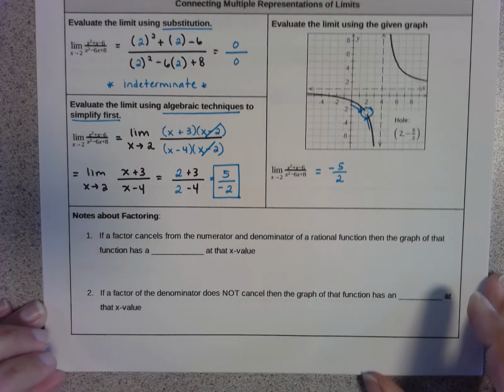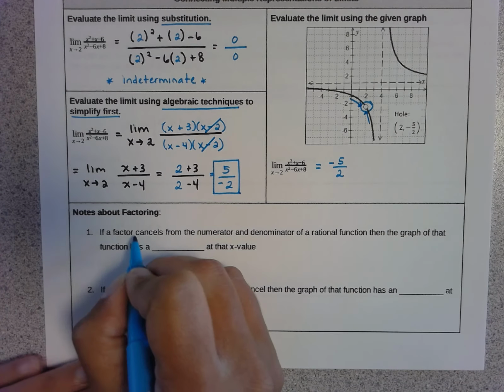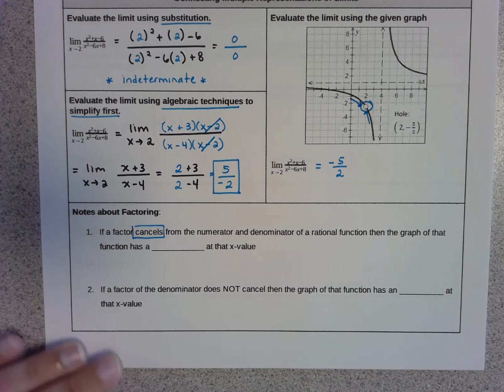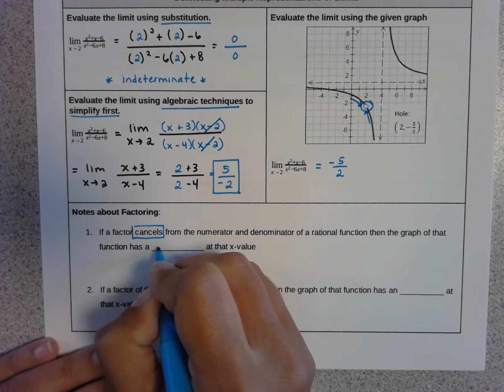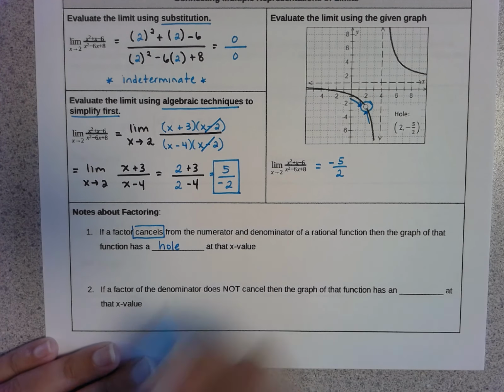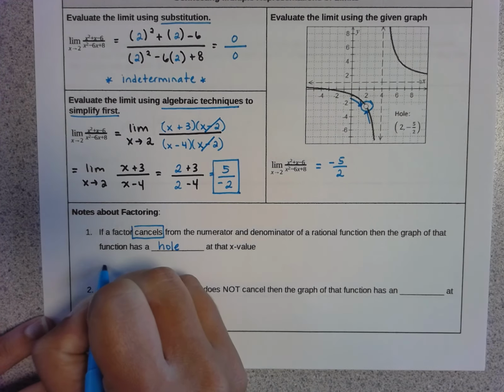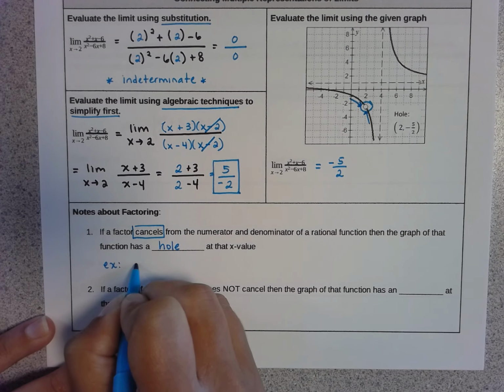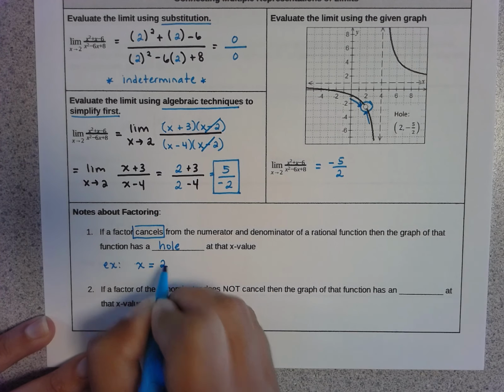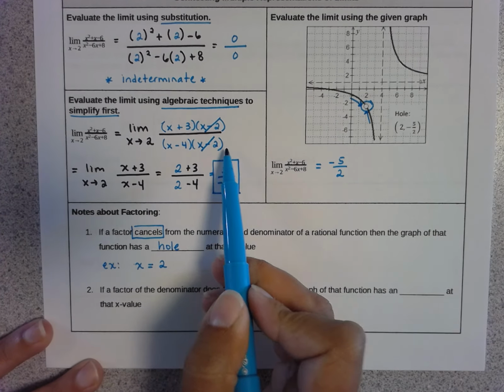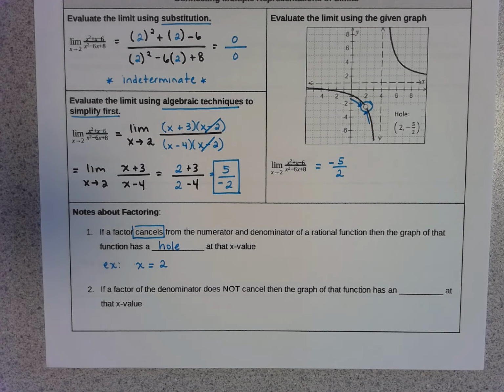Now, here's a couple notes about factoring. If a factor cancels from the numerator and the denominator, then the function has a hole at that x value. For example, in this problem, the hole was located at x equals 2 because the factor x minus 2 canceled on the top and the bottom.